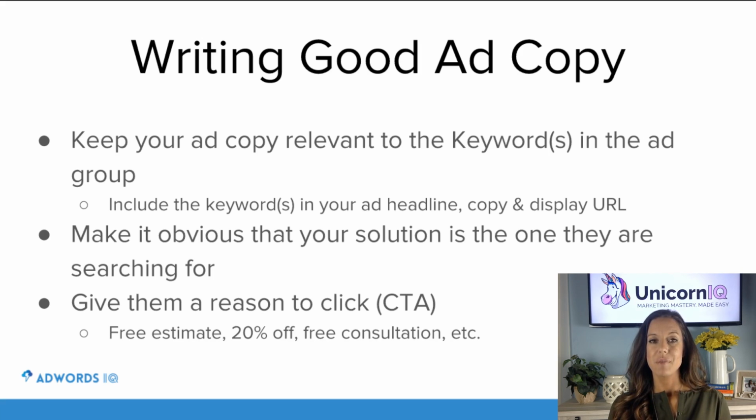Some other things here are just making sure that the ad headline contains the actual keyword. This is another reason that you need to tightly group all of your keywords into separate ad groups, because it's going to be really hard to include the keyword in every ad headline if you have a whole bunch of different keywords, right? So make sure that the ad headline has the keyword or the phrase in it. Make sure you include the keyword in the copy, the actual description, somewhere as well. And then also you need to include the keyword in the display URL.